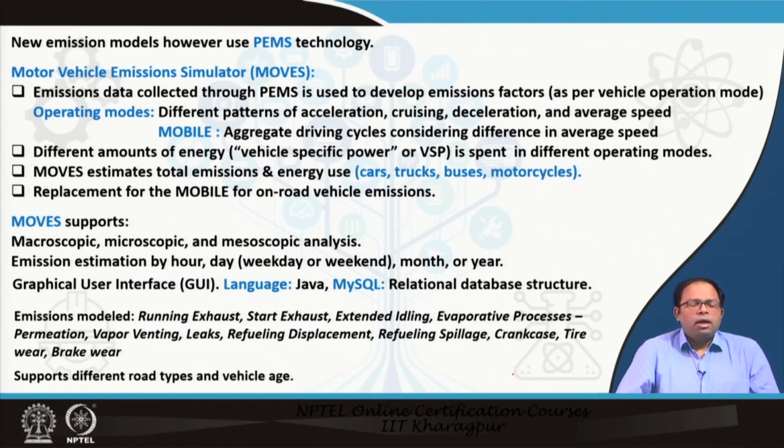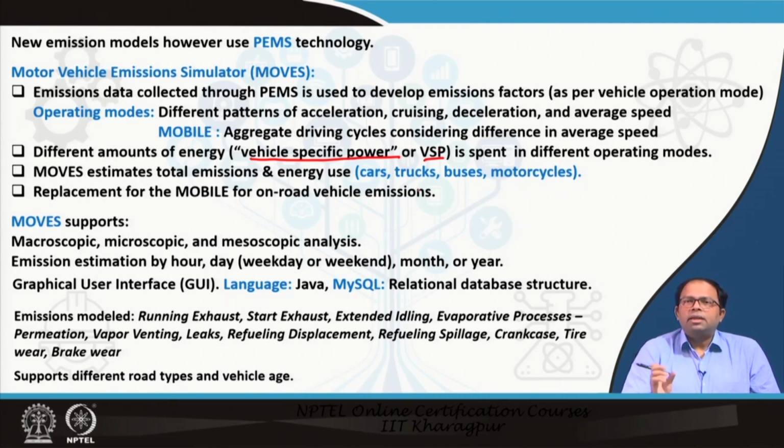That is what MOVES is capable of doing. It can also estimate those emissions. With different driving cycles, we spend different amounts of energy, and a different amount of energy in a vehicle means different amounts of fuel being consumed. These are known as vehicle specific power, or VSP. That means different amounts of energy are spent in different operating modes, and these are called VSPs, and this VSP data has to be estimated.